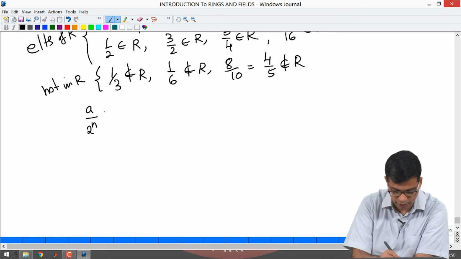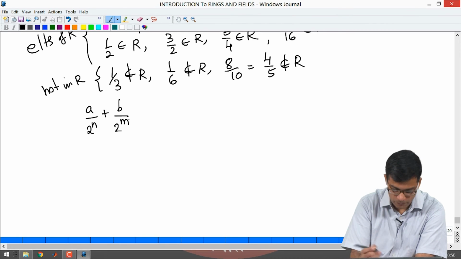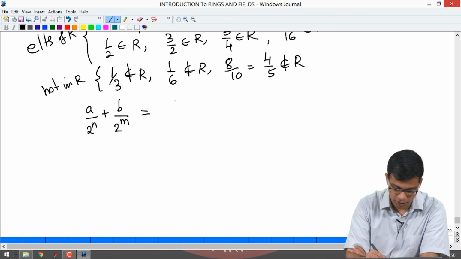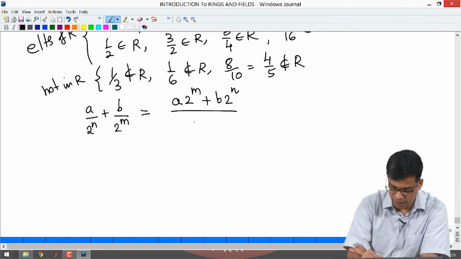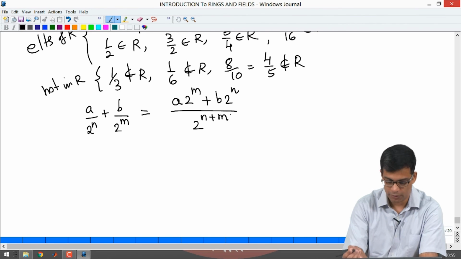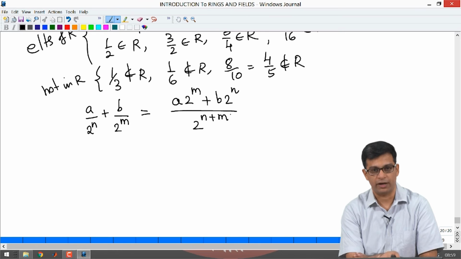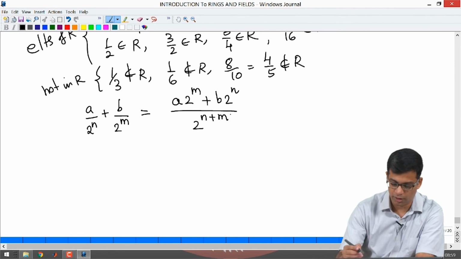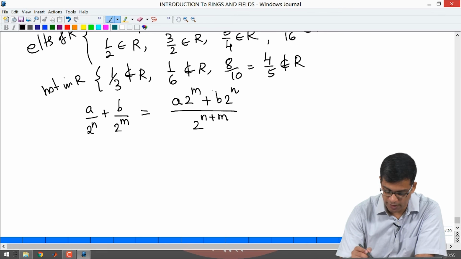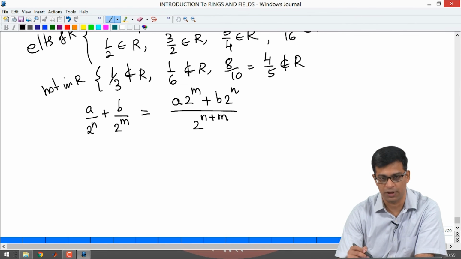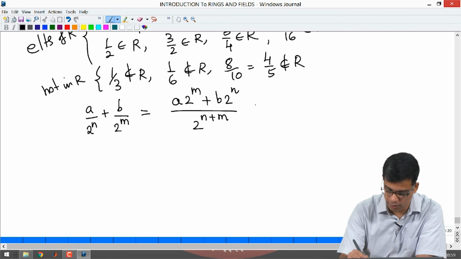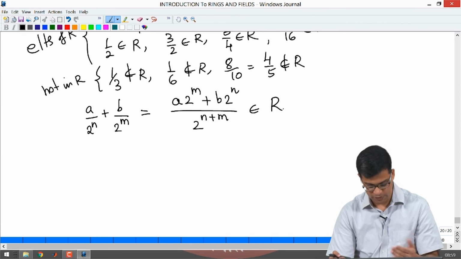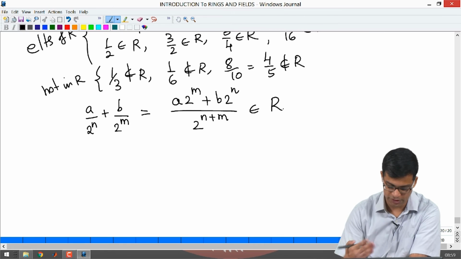So, let us check closure under addition and multiplication. You have A by 2 power n, let us say, and B by 2 power m. If you take the sum, it will be A times 2 power m plus B times 2 power n, divided by 2 power n plus m, because that is 2 power n times 2 power m. Now, is that in the correct form? Yes, it is. Again, as before, it is possible that this is not in the simplest form, but you can cancel the common factors. The only factor of the denominator is 2. If you cancel some of those factors, what remains will still be of the form 2 power something.